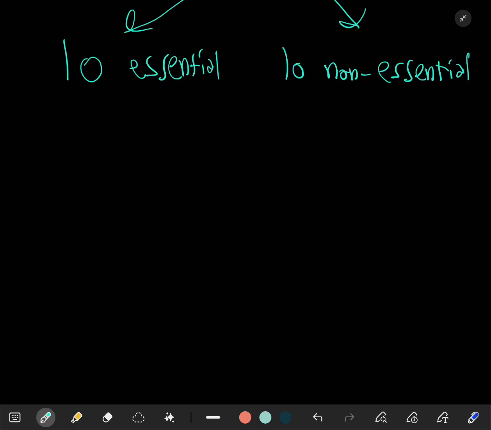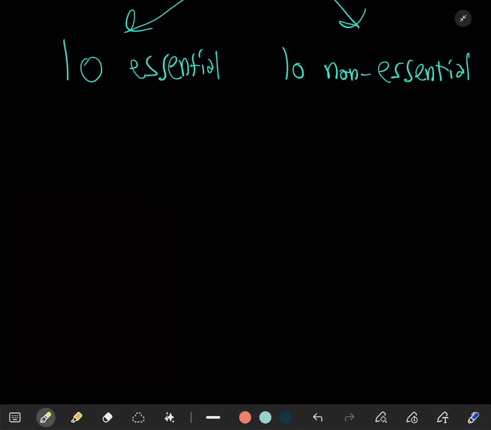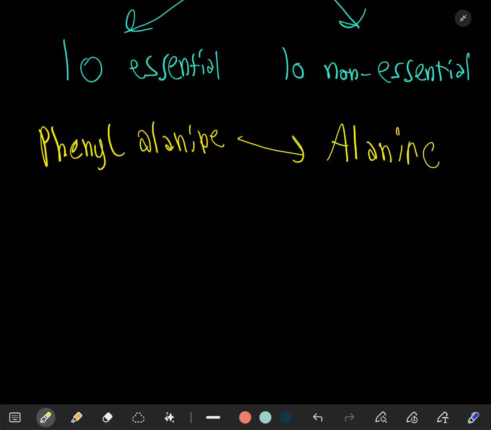One of my favorite examples to keep this in mind is alanine and phenylalanine. For example, if I take phenylalanine and remove the phenyl group, we get the non-essential alanine. Phenylalanine is dash CH2 dash phenyl group. This is phenylalanine and this is CH3, this is alanine. So this is an example of how our body can manufacture these non-essential ones.